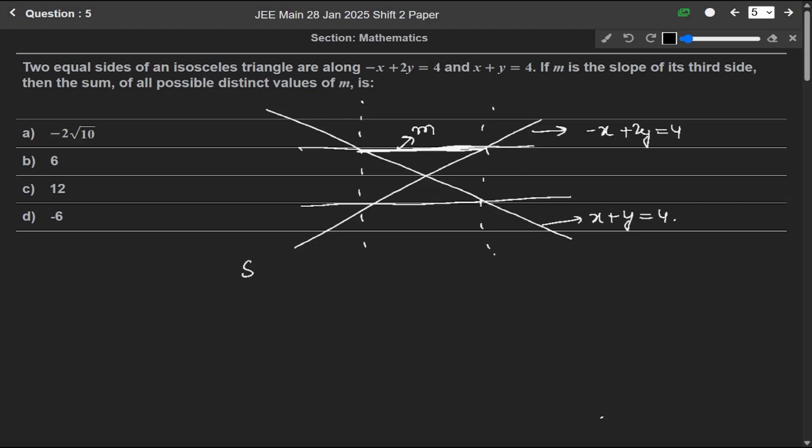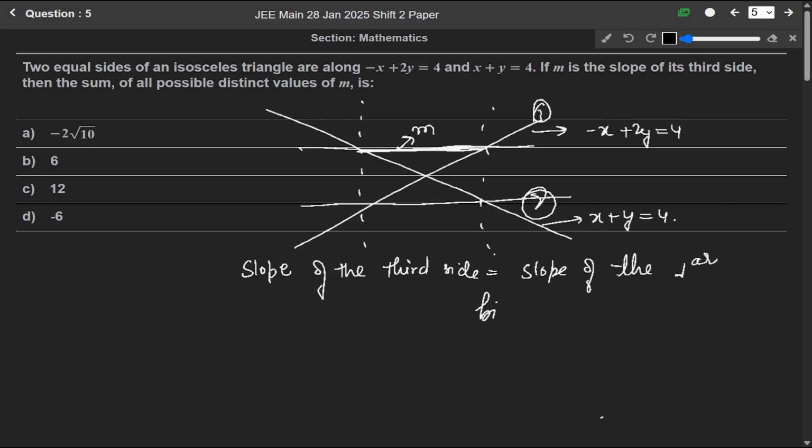So the slope of this third side will be equal to the slope of the perpendicular bisector of these two lines. Okay, the slope of the perpendicular bisector of the two lines. Now, these two lines are minus x plus 2y equals 4 and x plus y equals 4.